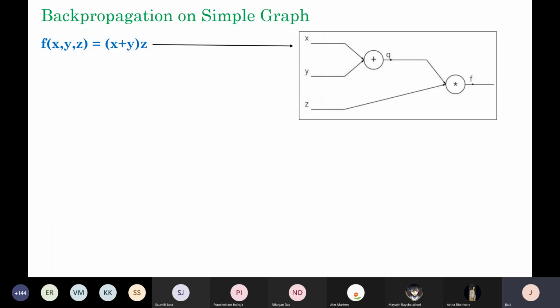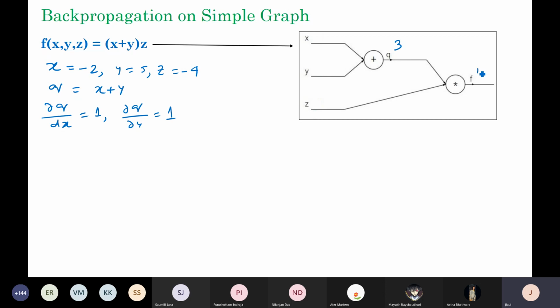All right, now let's get into the second phase. So x is basically -2, I'm just writing down the values again: -2, 5, and -4. q is equal to x plus y, and I know del q del x is 1, and del q del y is also 1. So q is 3, and f is -12. Now my f here is q times z, because if you look at this expression, this is what I have computed.